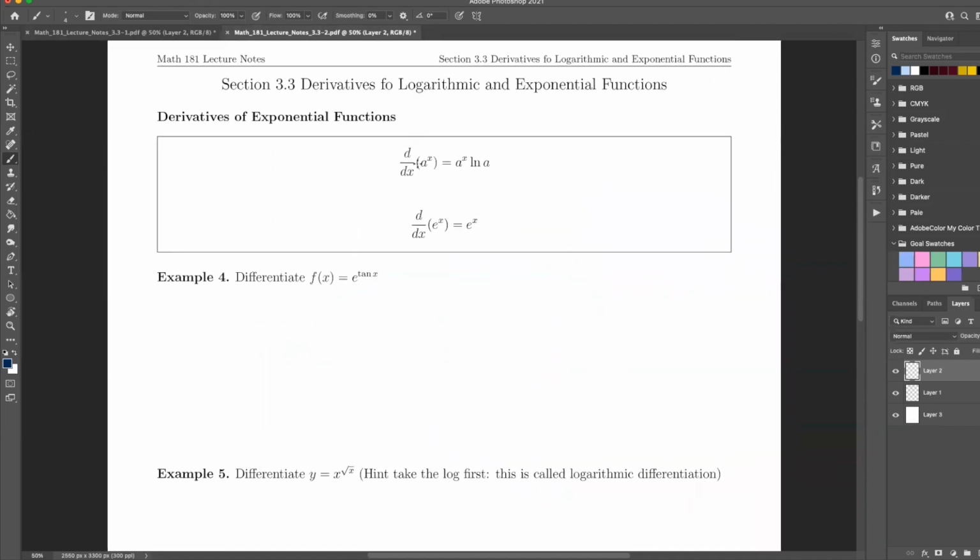So the derivative of a to the x is equal to a to the x ln of a, or e to the x is equal to e to the x. And so the derivative of e to the x is itself. It's actually the simplest derivative you take. It doesn't change at all. Therefore, and so we're going to use these rules.